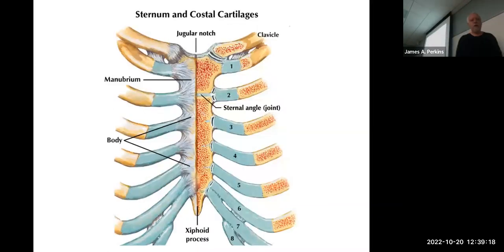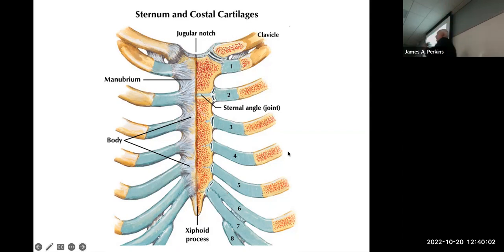Looking in a little more detail at the sternum, it has some important landmarks. At the superior edge of the sternum is a shallow, rounded indentation known as the jugular notch, or sometimes simply called the sternal notch. There's also a joint that's formed between the upper part of the sternum, known as the manubrium, and then the rest of the sternum, called the body. There's actually a cartilaginous joint in there. And this point where the manubrium connects to the rest of the sternum is known as the sternal angle. And then finally, down at the inferior end of the sternum, we have this small extra little projection that extends down towards the abdomen. This is known as the xiphoid process.